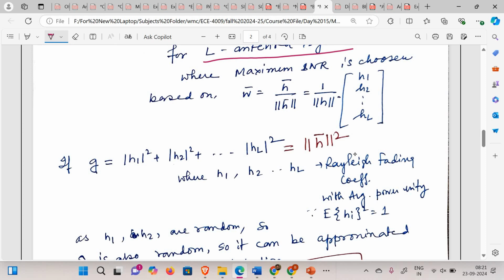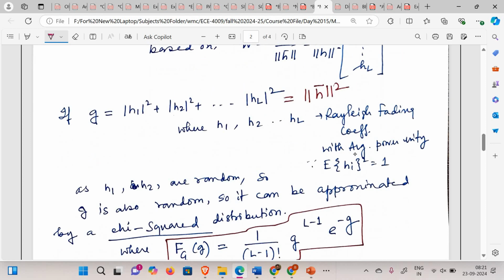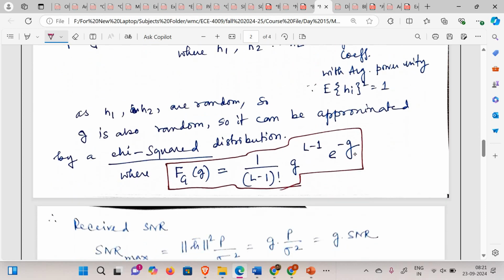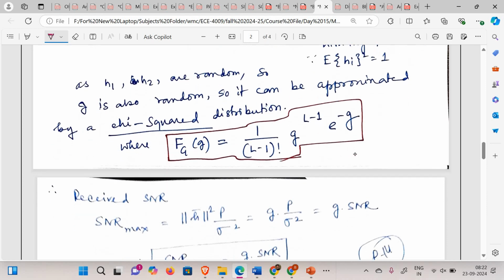Because remember H1, H2, H3, these are all random. So if this is G, and this G has this, you don't need to learn it as such, but please make a note of it. You won't be using it as such. This is called the chi-square distribution. This is when the factor G is a random factor, which depends on another random variable. Then we usually represent it in this order. We don't need that. It's just an expression for the time being, but it has a meaning later on.